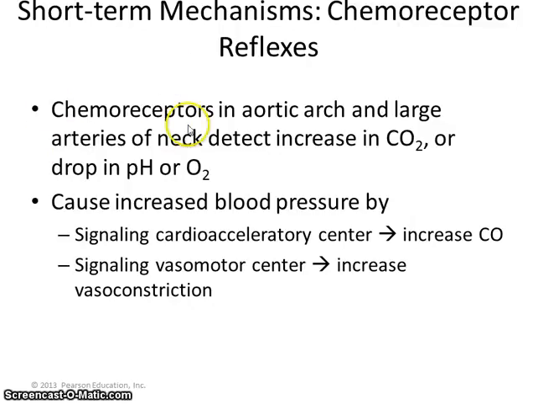In that case, we look at chemoreceptors. These are chemical receptors, so they respond to chemicals in our blood. And they're going to respond if we have too much carbon dioxide, if we're not getting rid of enough at the lungs, or if we have too low of a pH, or we don't have enough oxygen, so we're not picking enough up. That means we need to pump blood around faster, get it through better. So what happens? We accelerate our heart rate, increasing our cardiac output. And we signal our vasomotor center to contract the smooth muscle of our blood vessels. Both cause the blood pressure to go up.